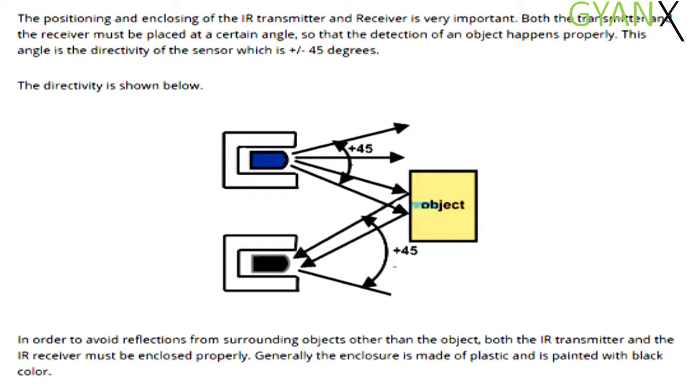The positioning and enclosing of the IR transmitter and receiver is very important. Both the transmitter and the receiver must be placed at a certain angle so that the detection of an object happens properly. This angle is the directivity of the sensor, which is plus or minus 45 degrees. In order to avoid reflections from surrounding objects other than the intended object, both the IR transmitter and the IR receiver must be enclosed properly. Generally, the enclosure is made of plastic and is painted black.